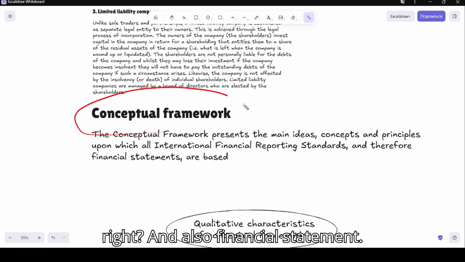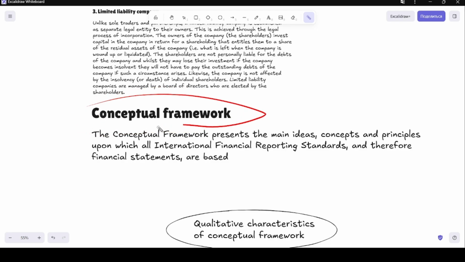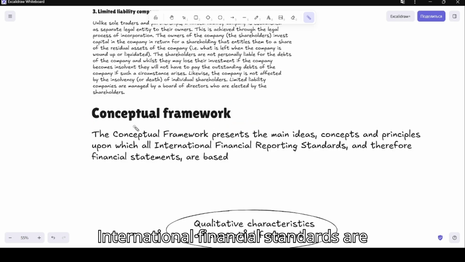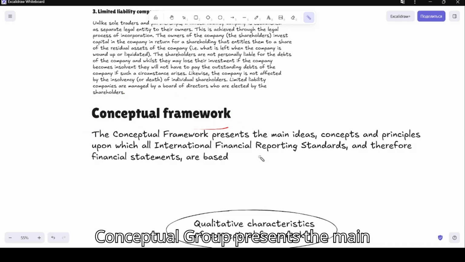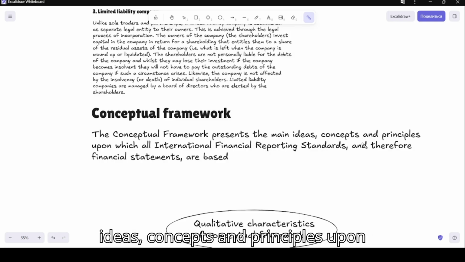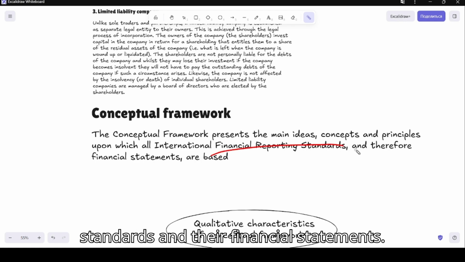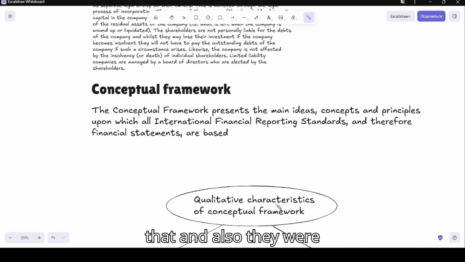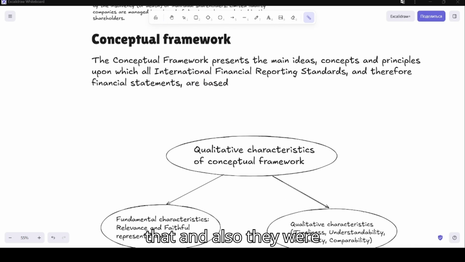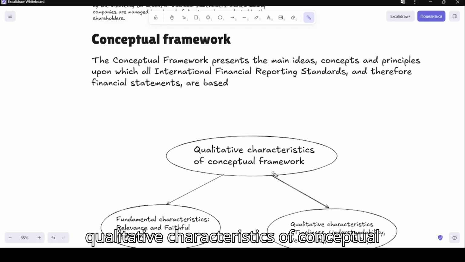And also international financial standards are also prepared according to this data. The conceptual framework presents the main ideas, concepts, and principles upon which all international reporting standards and therefore financial statements are based. We have talked about that. And also there are qualitative characteristics of the conceptual framework.